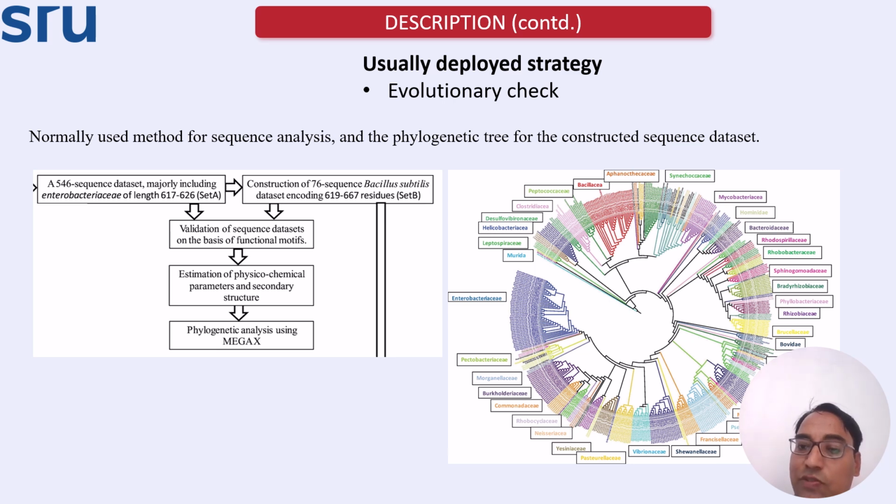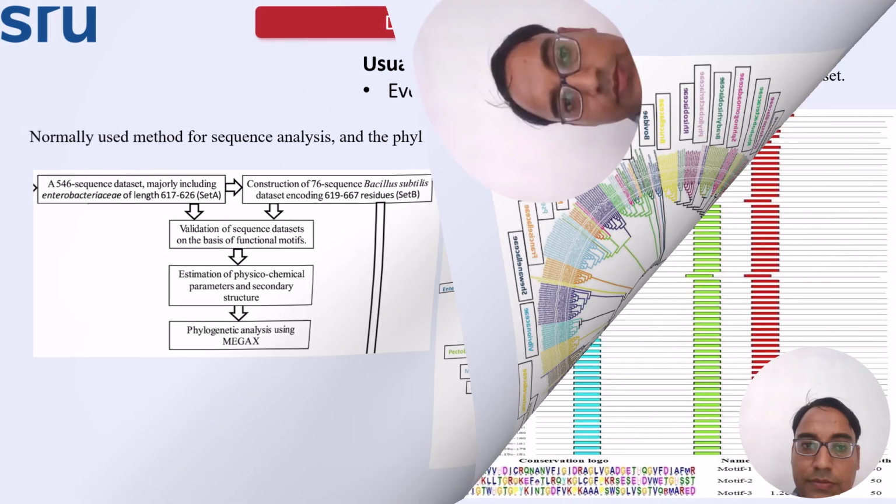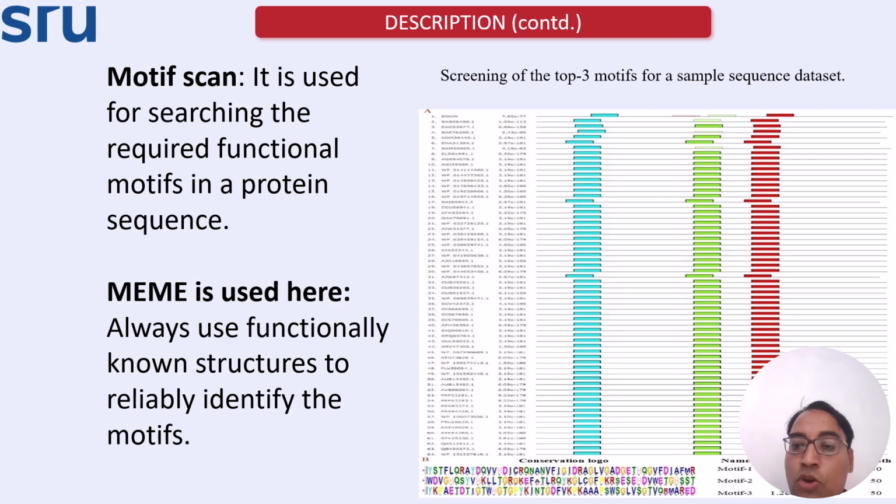See, all these different classes of the species are present here. These are termed as clades, clade 1, clade 2, like that. Each clade is colored differently here. Moreover, if I know that this segment belongs to that class, can I use it as a motif? It may be the motif for that class. So can I do that further check? It is the use of searching the required functional motifs in a protein sequence.